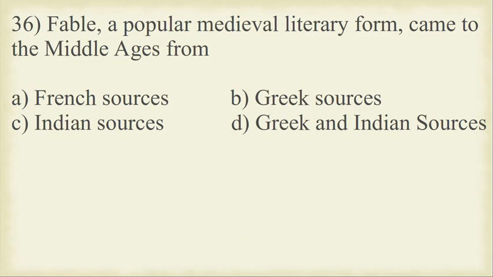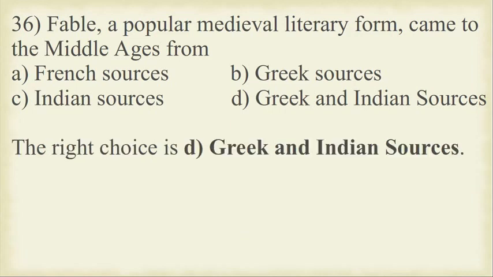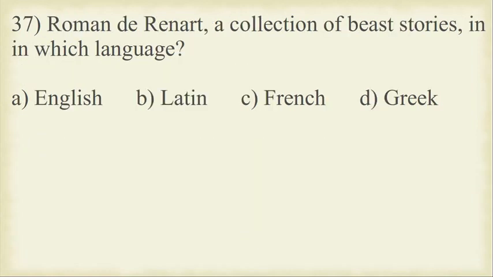Question number 36. Fable, a popular medieval literary form, came to the Middle Ages from option A French sources, option B Greek sources, option C Indian sources, option D Greek and Indian sources. The right choice is D Greek and Indian sources.